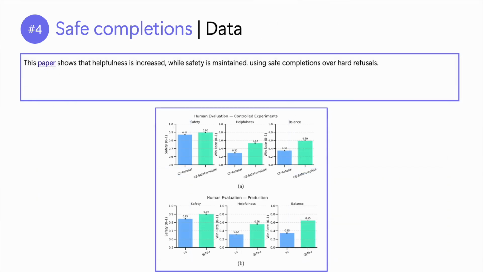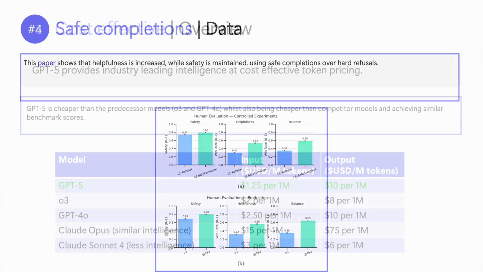Some of the data you can see from a different paper, not from the system card, shows how safety has been increased or maintained through this process, whilst the helpfulness is significantly increased from these responses. And this will, in practice for you in your organization, lead to much better, more consistent, valuable answers from the LLM, while still abiding by safety policies.